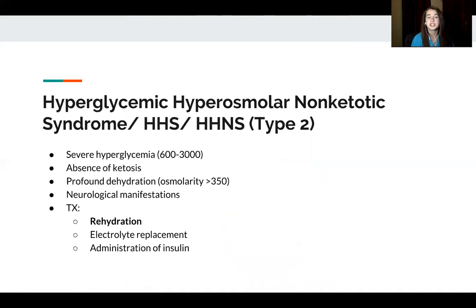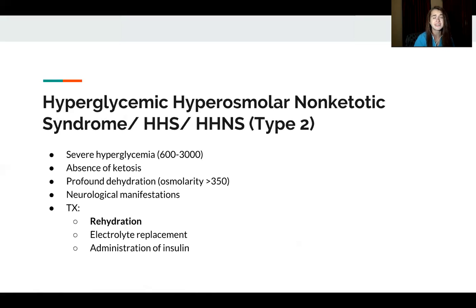And this is for type 2. This is basically the DKA for type 2, except there are no ketones produced. This is hyperglycemic, hyperosmolar, non-ketotic syndrome, or HHS or HHNS, whichever abbreviation you want to go with. This is a very severe hyperglycemia. So this is when the glucometer in the hospital will read high, and you have to get the lab to actually come draw an actual blood sugar to see the appropriate value.